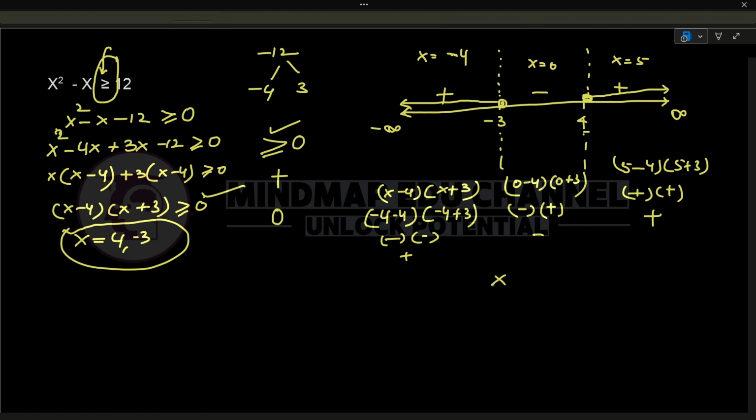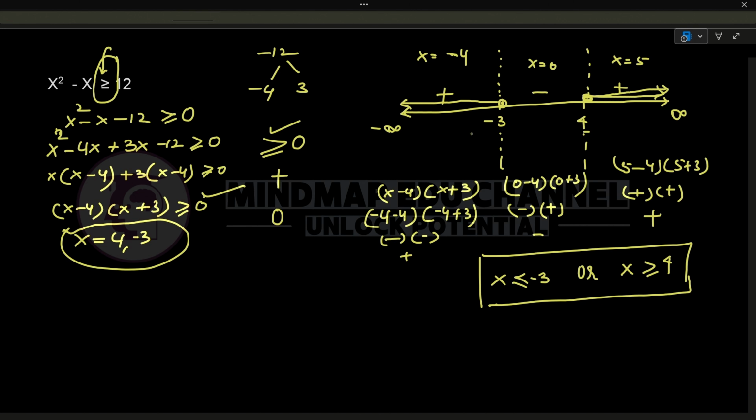So let's write in inequality notation. See, your x is, now check here, your x is less than or equal to -3. Correct? Or our x is greater than or equal to 4. So this is our answer in inequality notation, and here is your solution in number line notation.